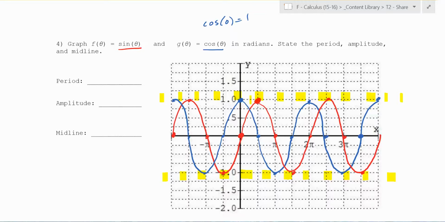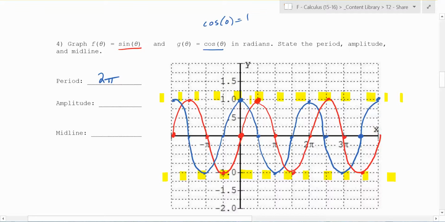So it's one oscillation, one complete rotation around. So it's going to be 0 to what? 2 pi. So what is the period for each of these? It's the same for both. What distance does the function have to travel? 2 pi, yes. The period is 2 pi.